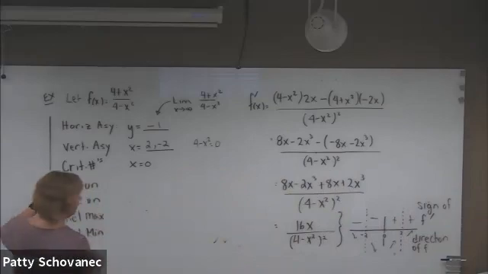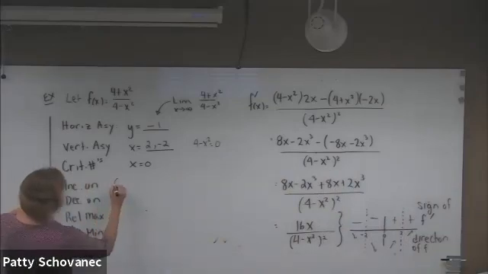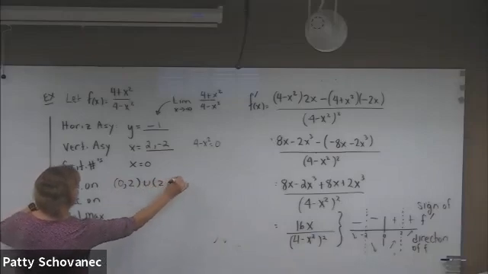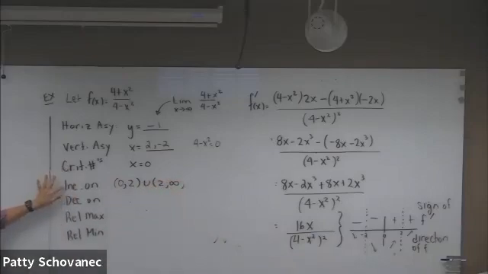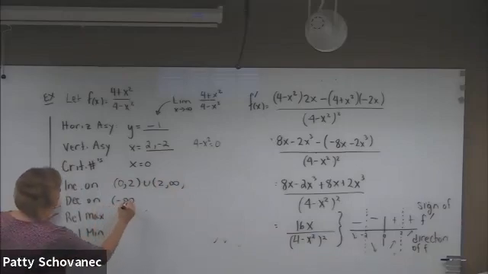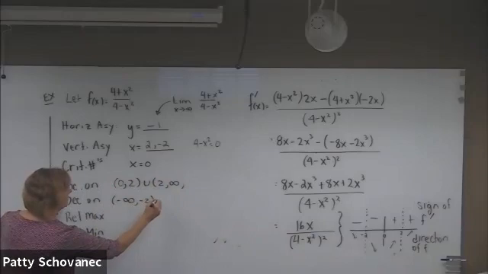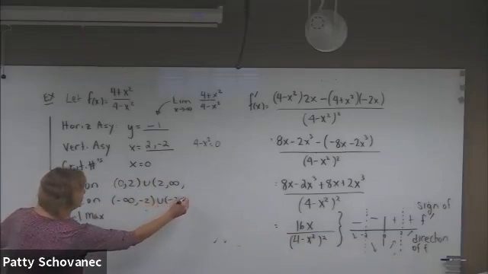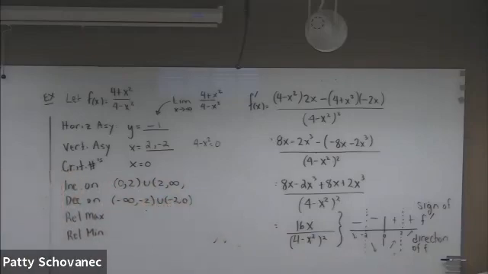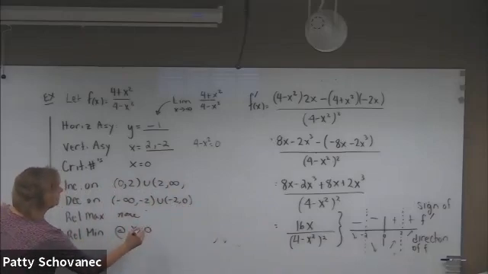So I see my up arrows are between 0 and 2, and then again from 2 to infinity. Don't include 2 because it's an asymptote. So split up your interval. It decreases from minus infinity to -2 and from -2 to 0. You have a relative max? Nope. But we have a relative min at x is 0.